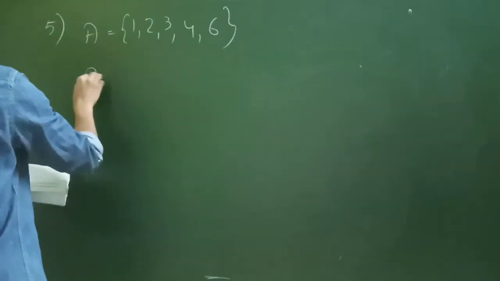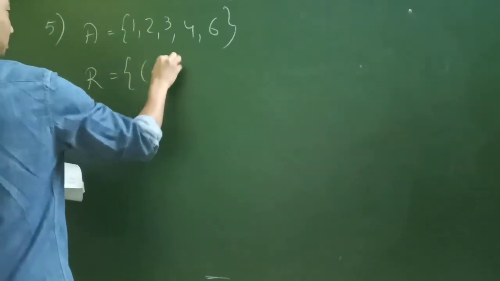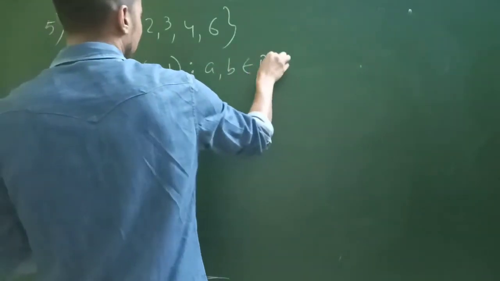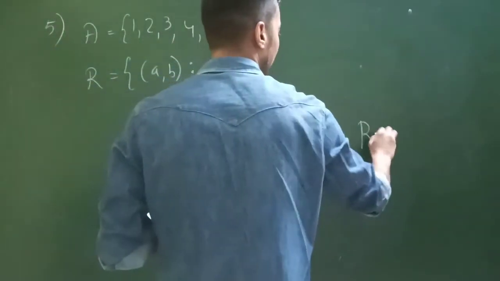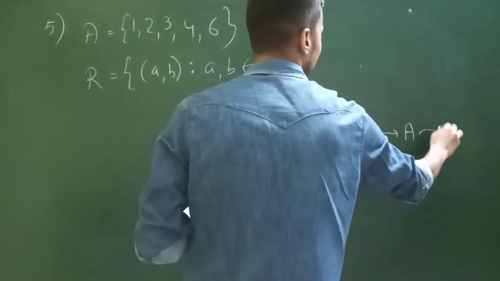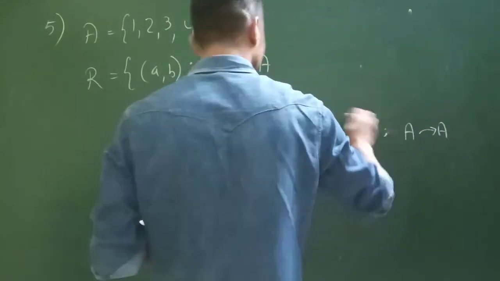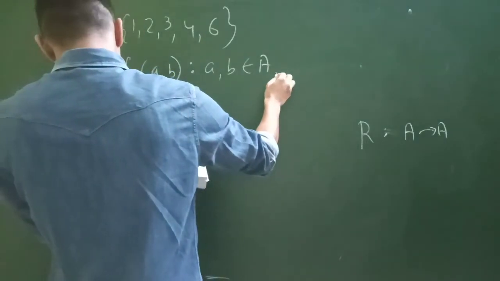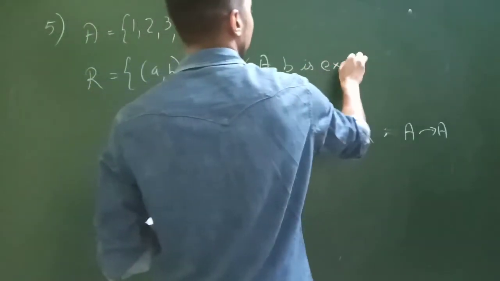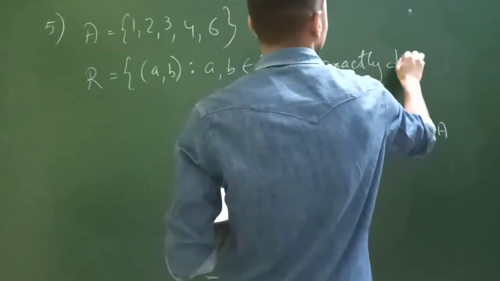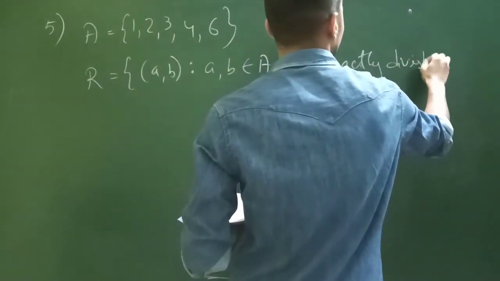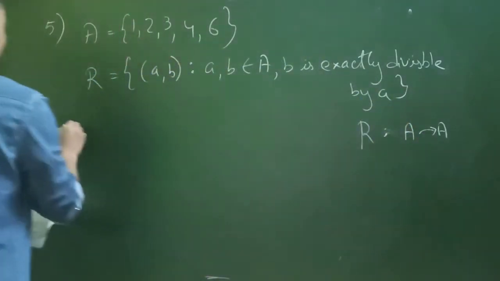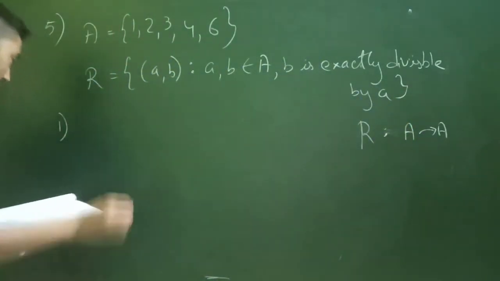Now, R is a relation defined by (a, b) such that a and b both belong to A. That means R is defined from A to A, and the rule defined is that b is exactly divisible by a. First question: write R in the roster form.